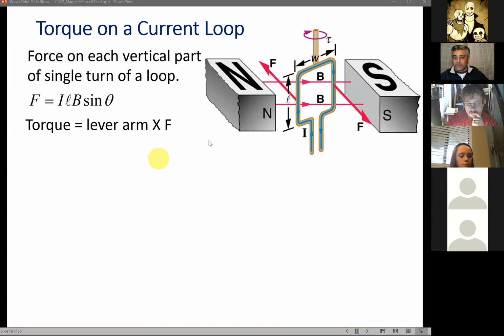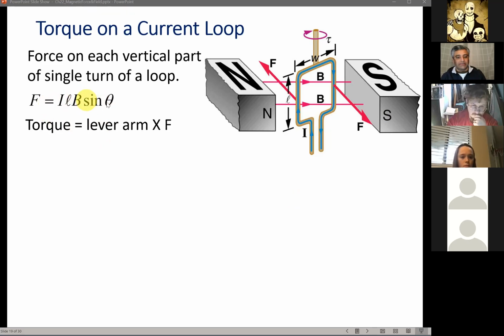And what happens? Force times lever arm gives you torque. So when something is rotating, that means it's a torque that's acting, making it rotate, right? So all the forces are acting equal and opposite. So that means the coil is not moving from one place to another place. Net force is 0, but net torque is not, okay? So that's what that is.